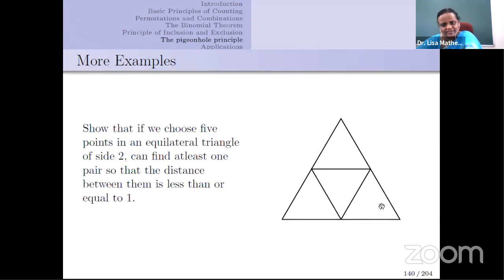And therefore, since there are at least 2 points which are within the same region, their distance has got to be less than or equal to 1.